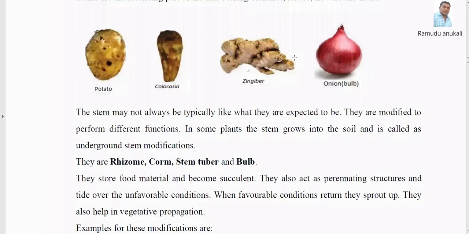Here, when we take potato, it is the stem. So some of these plants' stems are modified. The stem may not always be typical, like what is expected.